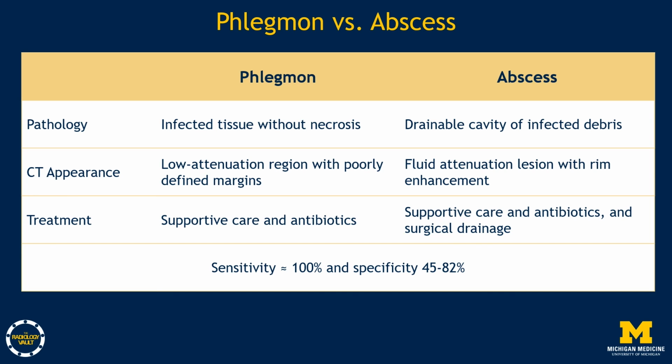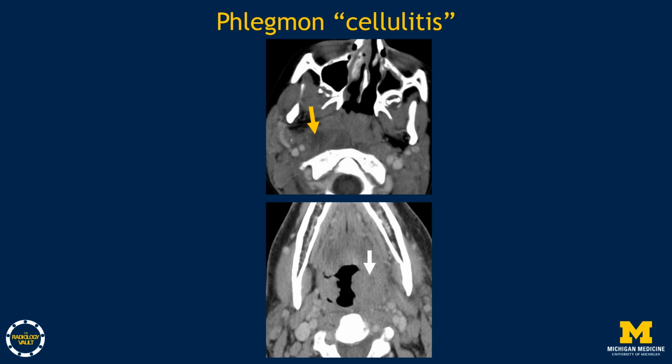The specificity of CT in predicting the presence of purulent material varies from one study to another, ranging from 45 to 82%. CT is the test of choice in suspected deep neck infection and is necessary to determine the location of the infection and differentiate an abscess from cellulitis.